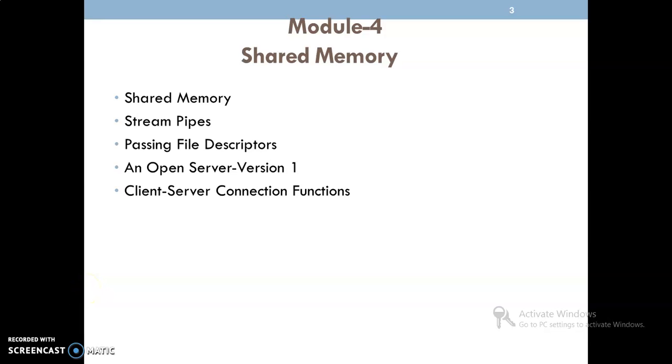Hello, in today's video we will discuss shared memory. Again, with respect to that, we are discussing shared memory, stream pipes, passing file descriptors, open server version 1, then we are discussing client server connection functions.